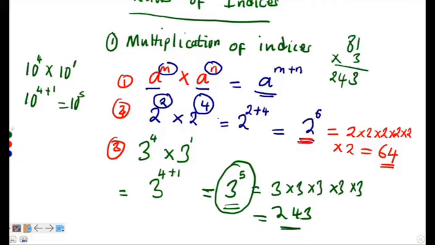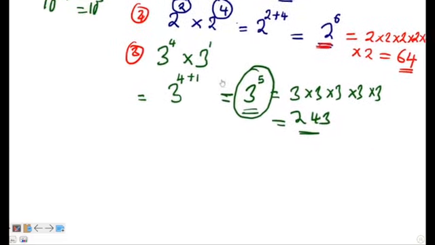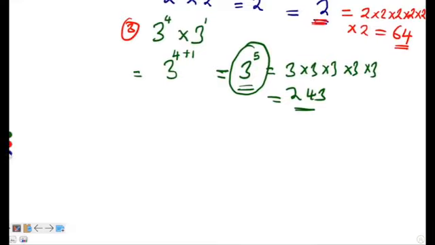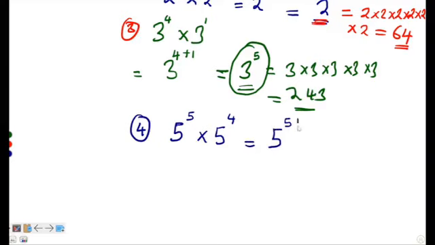Apart from that, there are many examples that you can have under the first law. So let's say we have our fourth example there under the first law. If you have 5 raised to the power of 5 times 5 raised to the power of 4, the common base is 5. So I'm just going to say 5 plus 4. We add the powers, so this will be 5 to the power 9. So this is our answer.